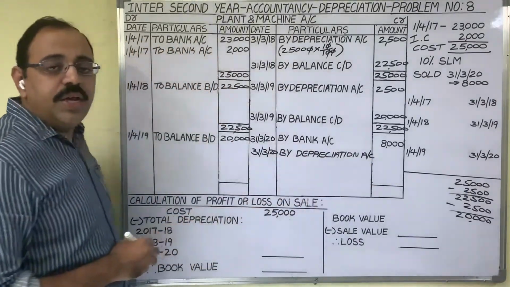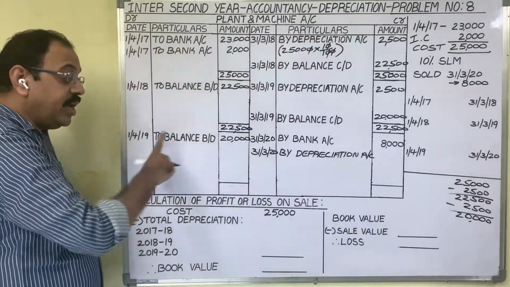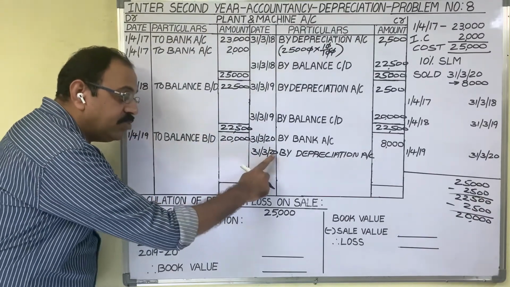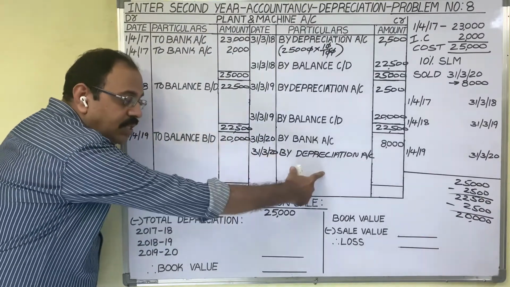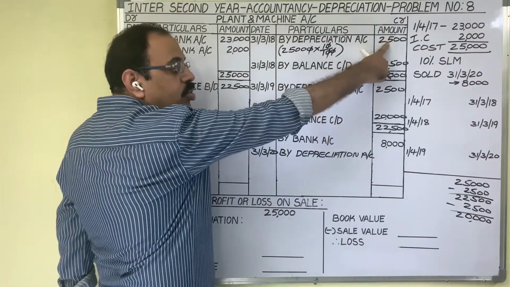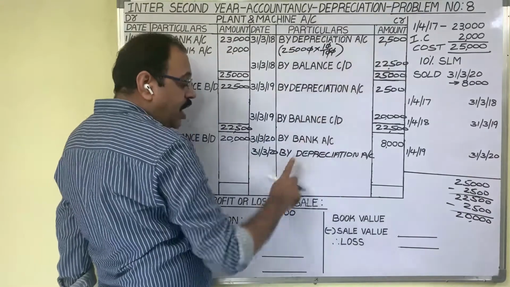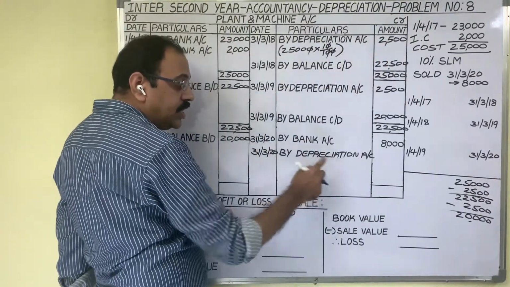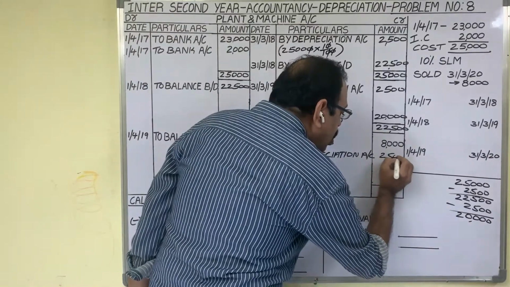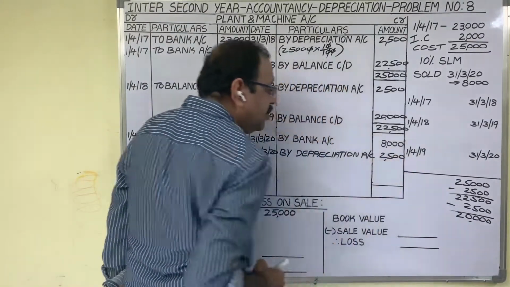In the last year, they used this asset for 12 months, from 1st April 19 to 31st March 20. The 12 months depreciation we have already calculated in previous years, 2500. So again you need not show the calculation here. Directly in the amount column you can write 2500 rupees.